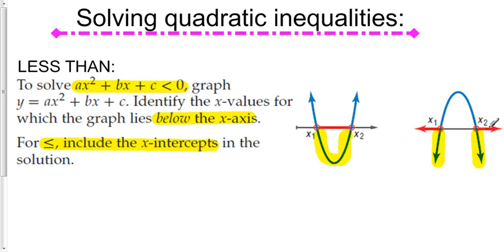If your parabola is upside down, like in this case, your shaded region, or your solution region, actually goes to negative infinity and positive infinity. So your answer in interval notation would be negative infinity to this x value, and then this x value to positive infinity. The only difference is if you had an equal to under your symbol, you would use brackets instead of parentheses to show that you're including those x values. So these would be the graphs for less than and how you'd want to write your answer.